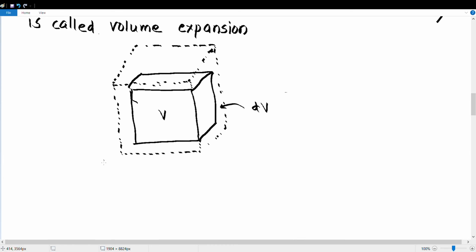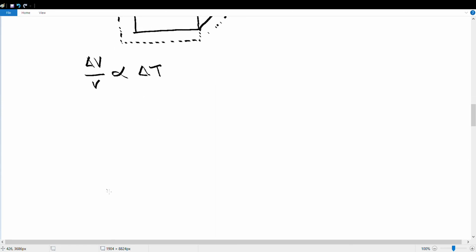What is the original volume? The original volume is V and del V is the change in volume. The fractional change in volume, del V upon V, is directly proportional to del T. Del V is the change in volume and V is the original volume. This del V divided by V is nothing but the fractional change in volume, and this fractional change in volume is directly proportional to the change in temperature.